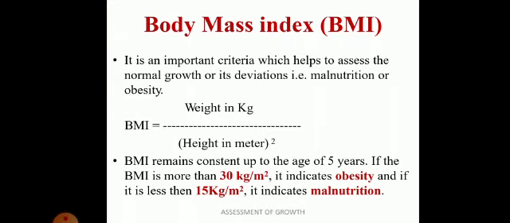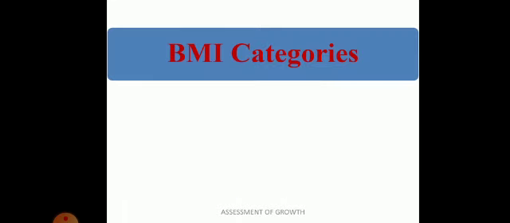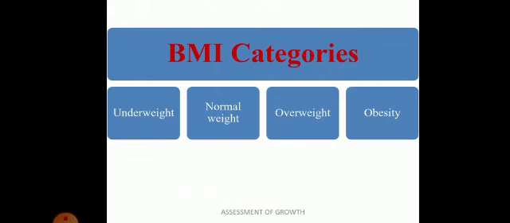BMI is generally constant up to the age of 5 years. Then based on your BMI there will be classification, known as BMI categories. It is classified into 4 categories: underweight, normal weight, overweight and obesity.